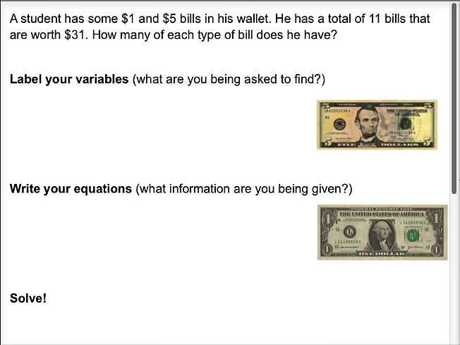So let's look at this one. A student has some $1 and $5 bills in his wallet. He has a total of 11 bills that are worth $31. How many of each type of bill does he have?